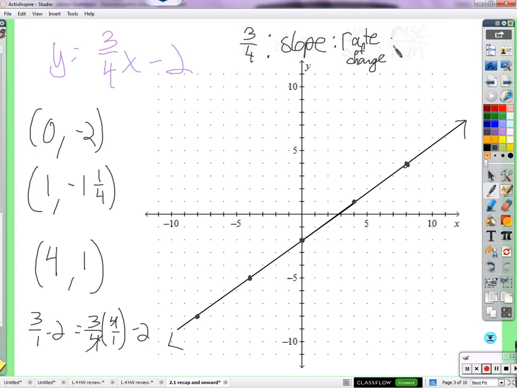So if there's 4 people, there's 1 banana? There would be 3 bananas according to this ratio. I guess, how many would there be? So it would be 1 banana, but we would have gained 3 bananas from the 4. So we've got the vertical change over the horizontal change.